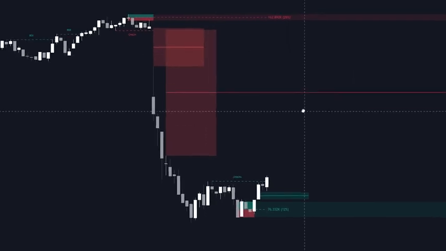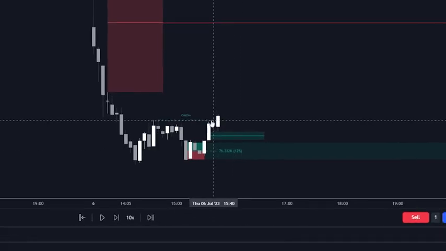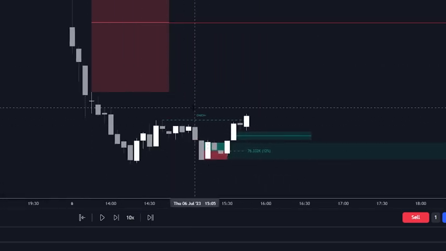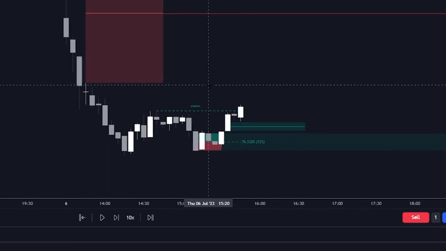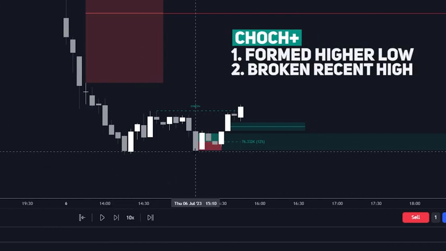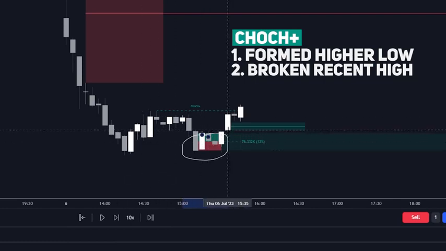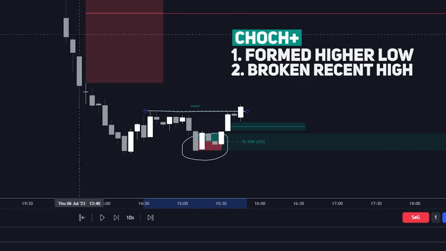Right now I put it on to the very moment that this change of character was confirmed. With a change of character label, you do not want to treat this as a reversal that is going to immediately occur. Of course, we have the labeling here as change of character plus, which is considering this as a more confirmed reversal signal. The methodology there is that we've already formed a higher low right here as a part of the market structure, and now we have broken the most recent highs as a part of this impulse down.